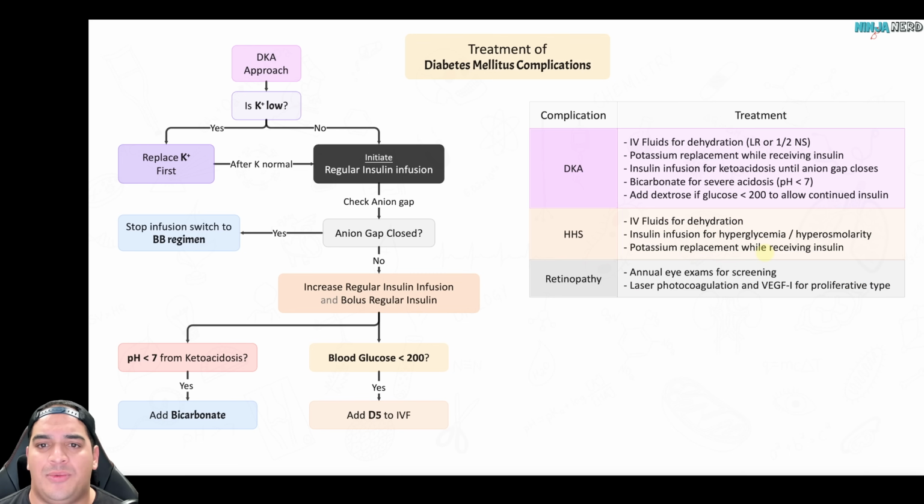So oftentimes we'll do VEGF inhibitors, which we inject right there into the actual eye, and that's been shown to potentially reduce the proliferation process. Sometimes you can do laser photocoagulation if the VEGF is not an option.